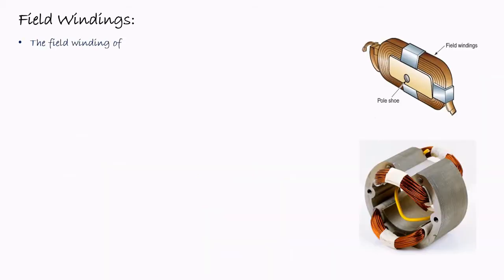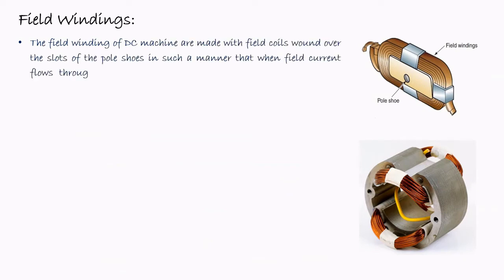Next is the field winding. The field winding of the DC machine is made with the field coils wound over the slots of the pole shoe in such a manner that when the field current flows through it, then adjacent poles having opposite polarity are produced. So the field winding is placed on the pole core, and when power is supplied to the field windings, it will create the magnetic field. The field windings are placed in such a way that the adjacent poles should have opposite polarity.